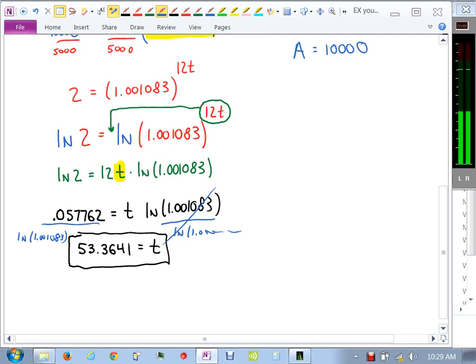This is called, a lot of times in finance, the doubling time. It's the amount of time to double your money. What will affect it is your interest rate, right? Your interest rate will affect how fast it doubles, how long it takes, and the number of times it's compounded.